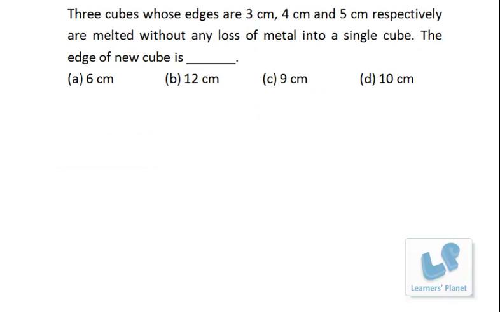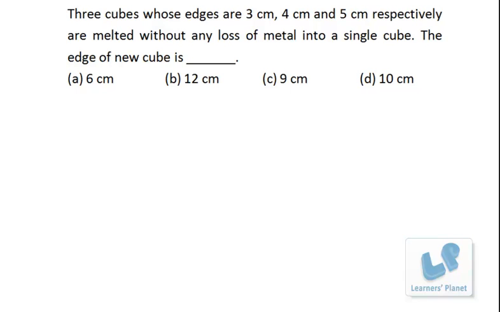Now let's try this sum. Three cubes whose edges are 3 centimeter, 4 centimeter and 5 centimeter respectively are melted without any loss of metal into a single cube. The edge of the new cube is. Friends, further it's quite a simple problem. If these three cubes are getting converted into one single one, the overall volume will not be lost.